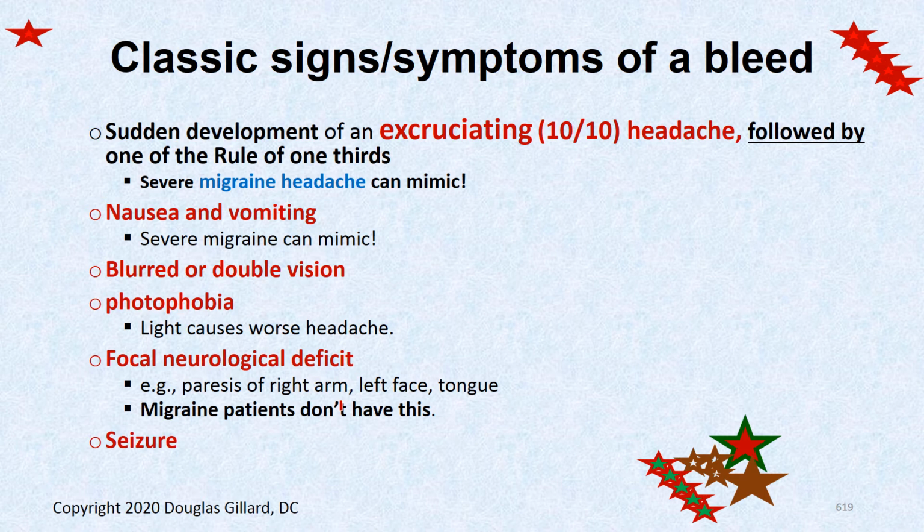She had nausea and vomiting. She didn't have double vision. She did have photophobia. Had to keep the lights off in the ER. But here's the difference. She didn't have any neurological deficit at all. So that made me breathe easier. Some bleed patients can go into a seizure. Focal neurological deficits are the one thing that sets it apart from migraine patients. Migraine patients can have auras. They can have double vision. They can have all kinds of weird things. They don't usually go into seizure either.